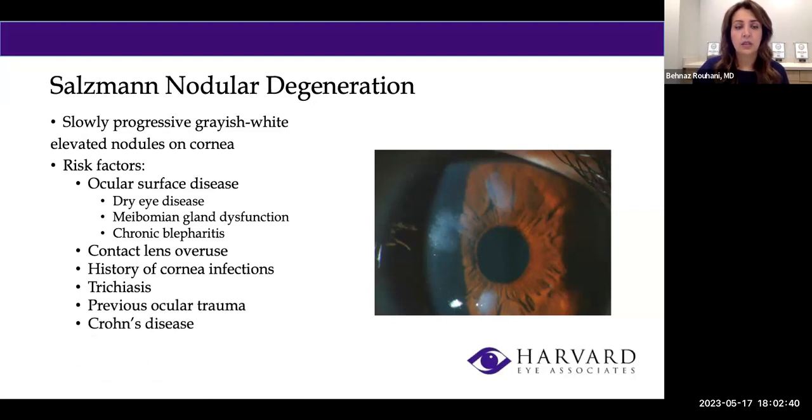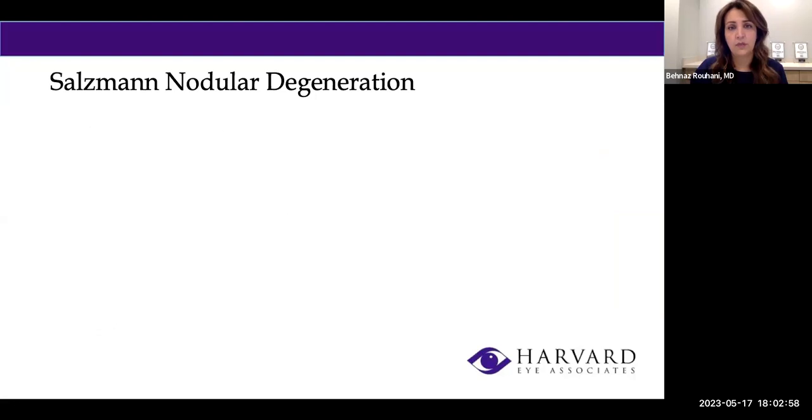Previous traumas, Crohn's or autoimmune conditions have been shown to be associated with Salzmann nodular degeneration, and of course, genetics could play a role. Sometimes patients don't have any of these, but we see them in their eyes, so it could be idiopathic or of genetic source.